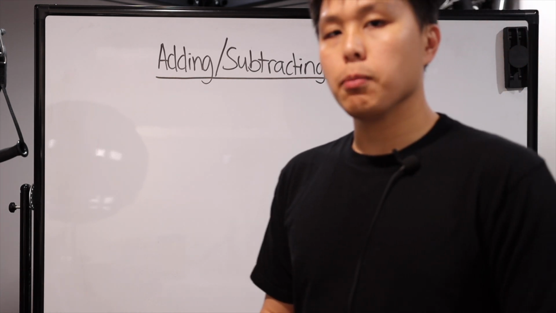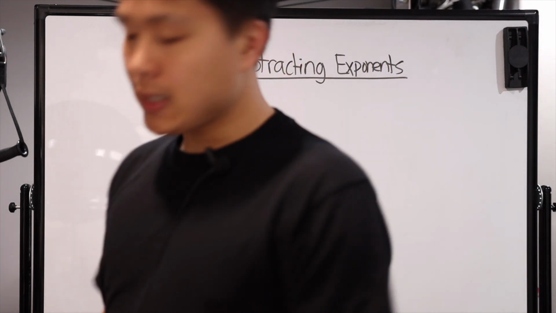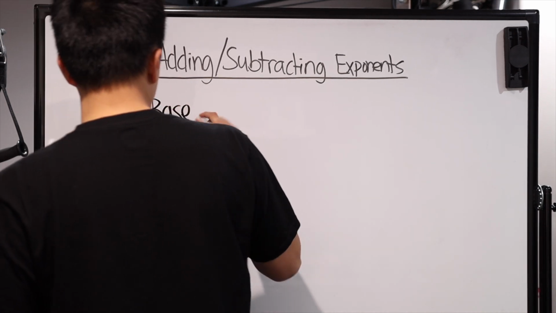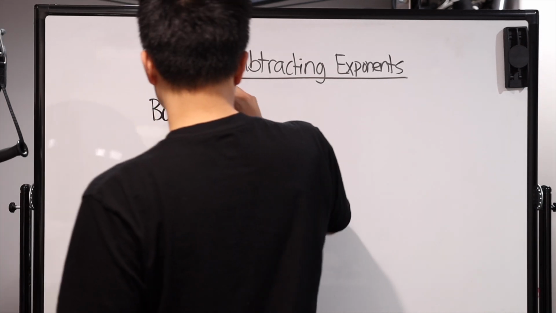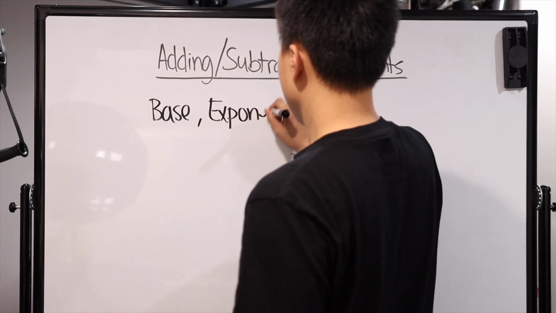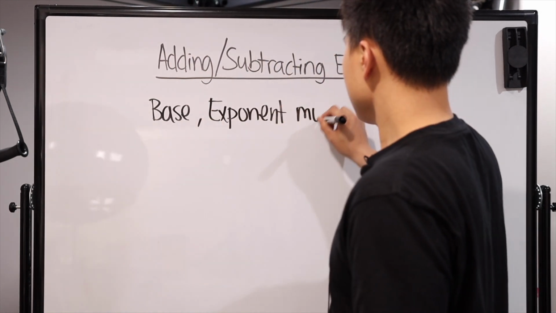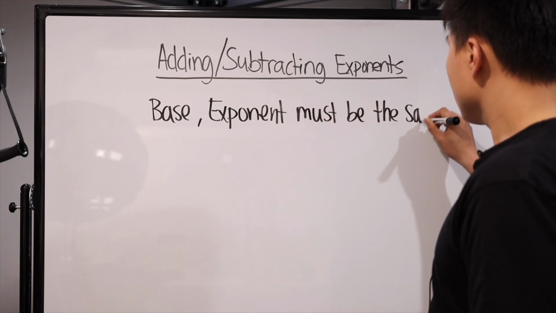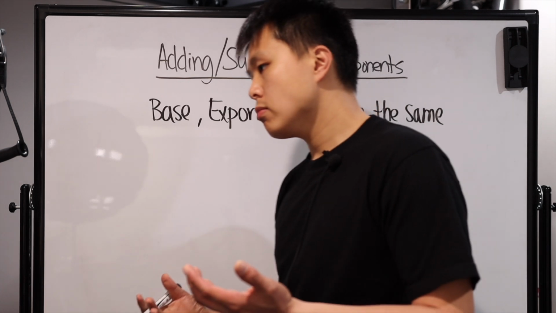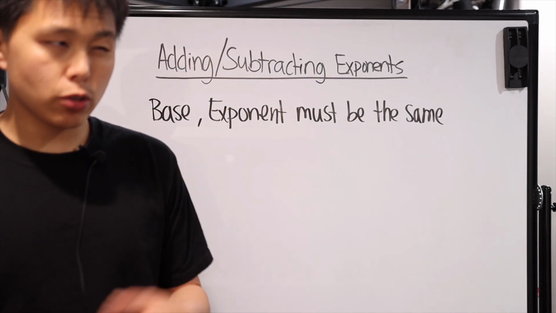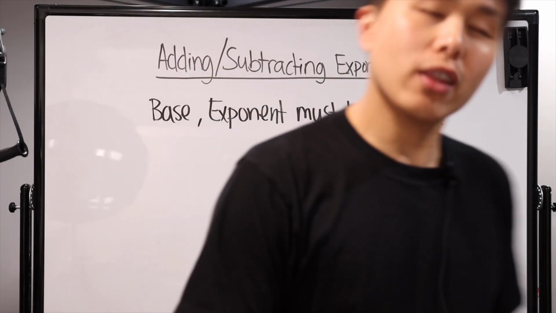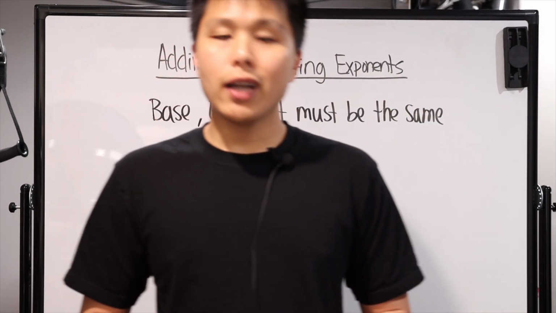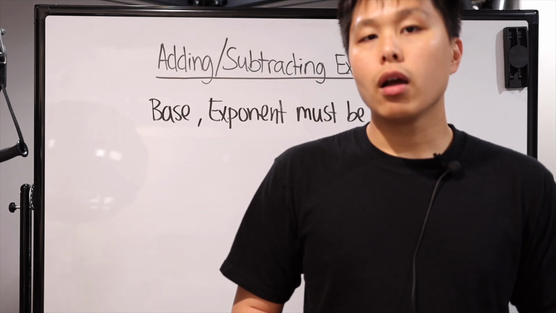The key is fairly simple. Both the base and the exponent itself must be the same before you could even do anything. Base, exponent, must be the same. It cannot be kind of close. It cannot be same exponent and not the same base, or same base and not the same exponent, or looks similar, very closely related. None of that. If they're not exactly the same, you really can't do anything with it, right?